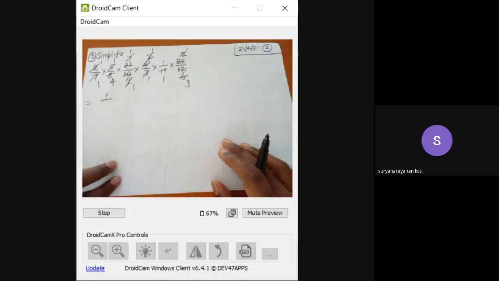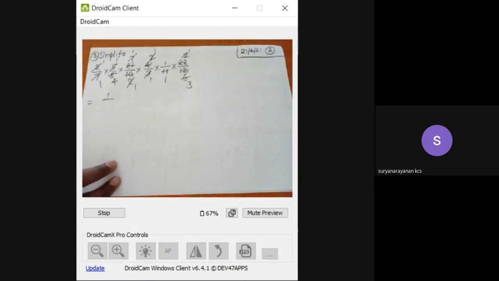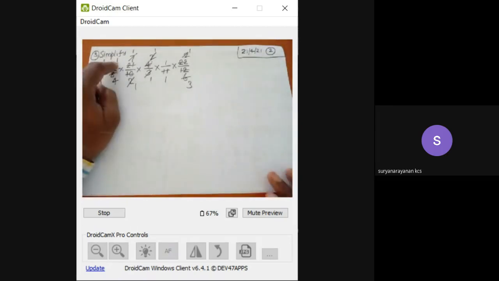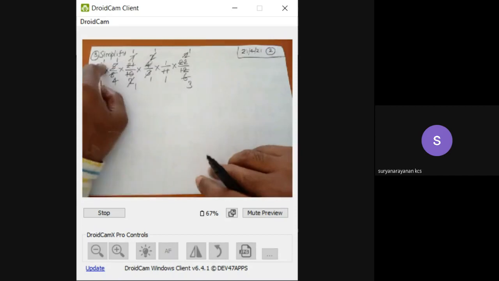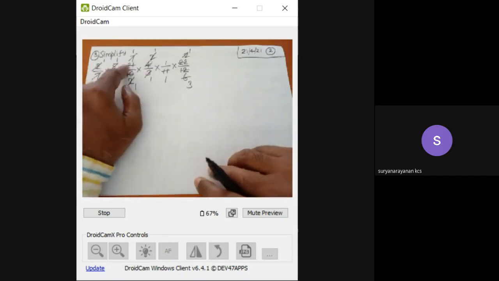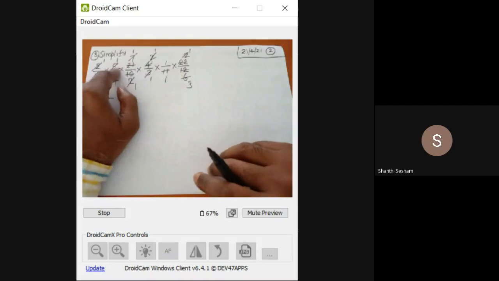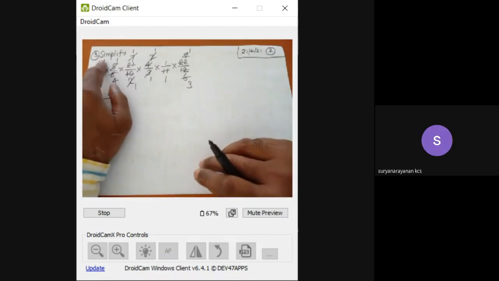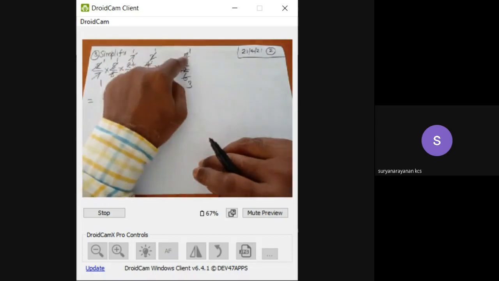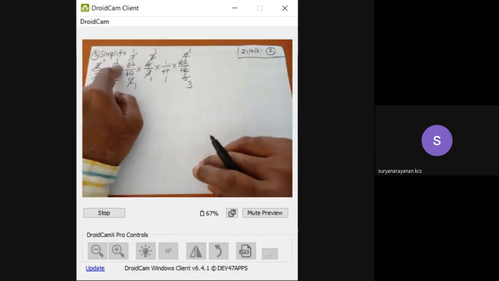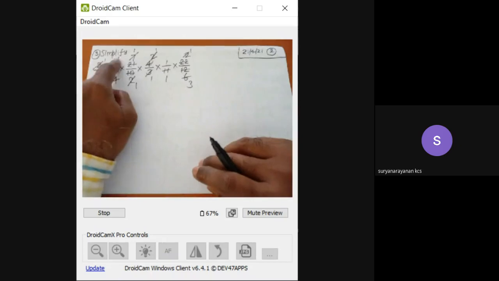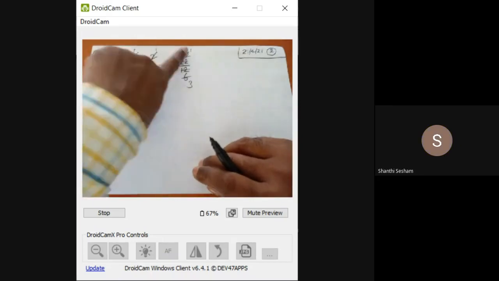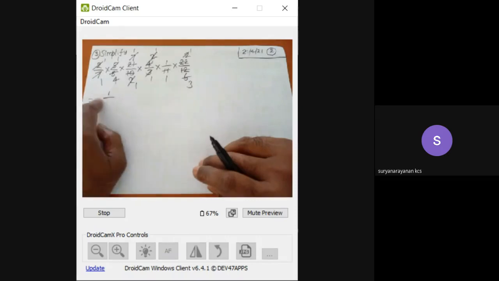6. Shanti, 1 into 1, what will you get? 1. We are not adding all these 6 numbers. We are not adding 1, 1, 1, 1. We are multiplying all these ones. So 1 into 1, 1. 1 into 1, 1. Finally, in the numerator, we get 1.